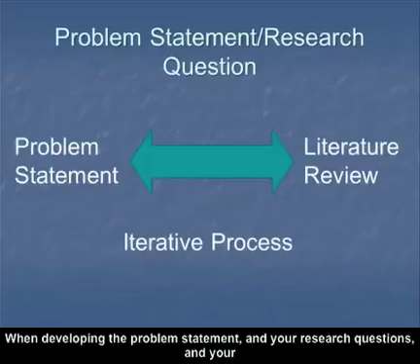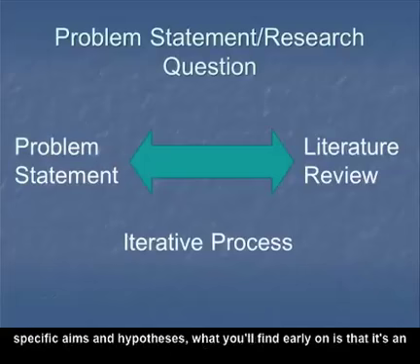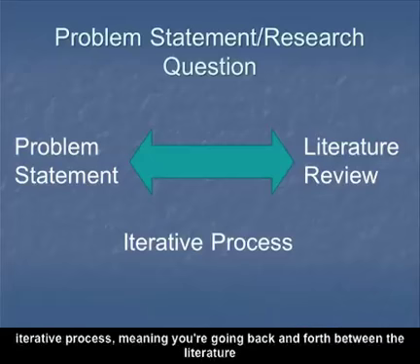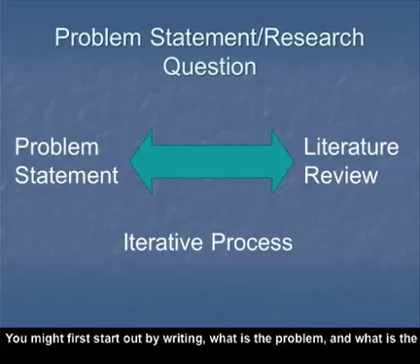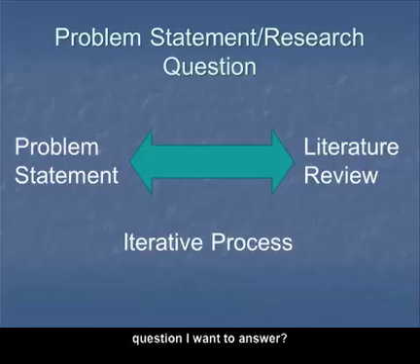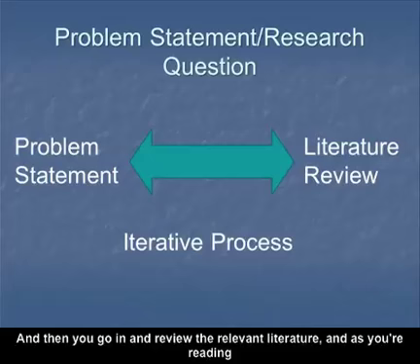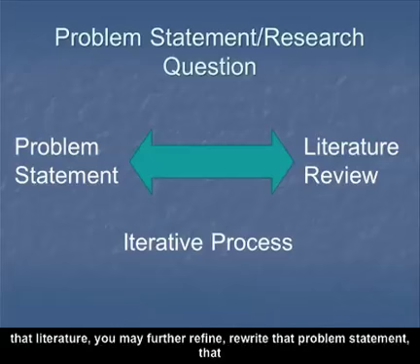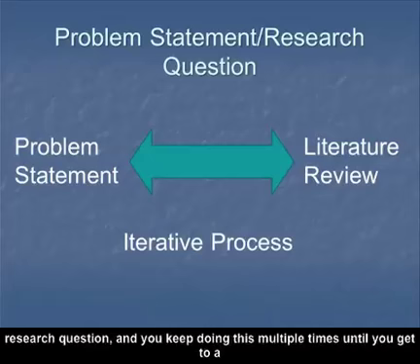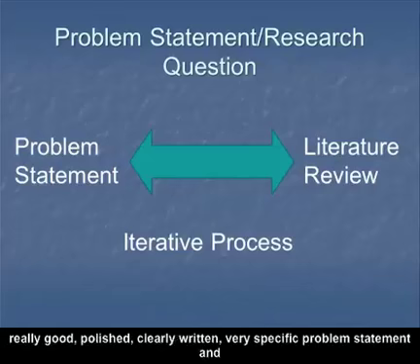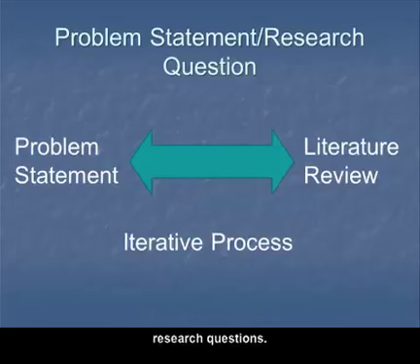When developing the problem statement, your research questions, your specific aims and hypotheses, what you'll find early on is that it's an iterative process, meaning you're going back and forth between the literature and your problem statement. You might first start out by writing, okay, what is the problem and what is the question I want to answer? Then you review the relevant literature, and as you're reading, you may further refine and rewrite that problem statement and research question. You keep doing this multiple times until you get to a really good, polished, clearly written, very specific problem statement and research questions.